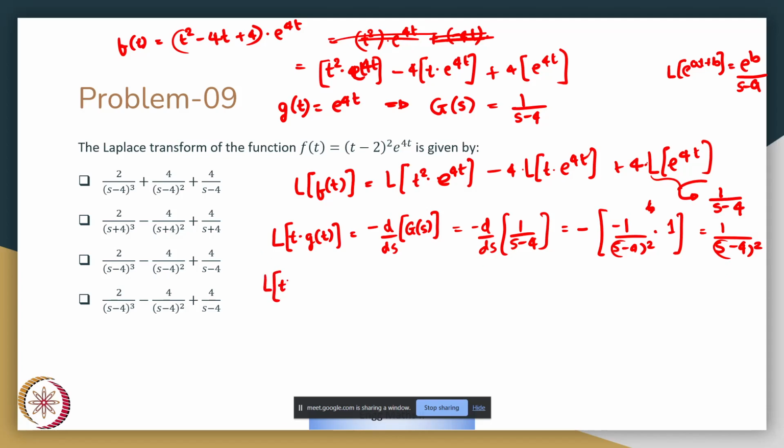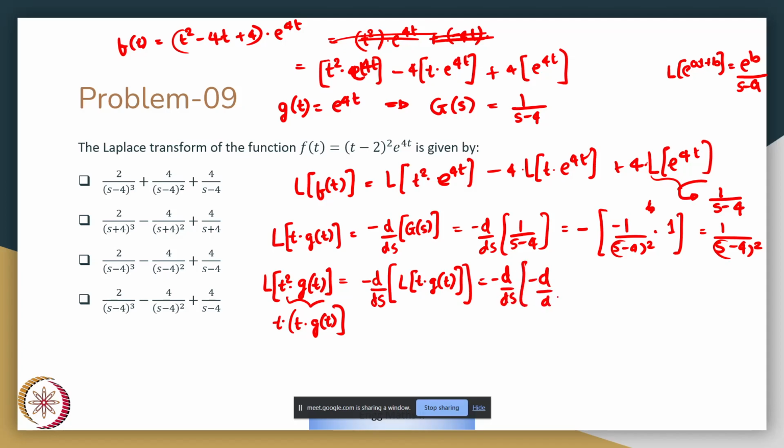Similarly, were we to look at the second derivative, we can see this is nothing but minus d by ds of the Laplace transform of t times g of t. I am now splitting this t squared into t times t g of t, which we know is nothing but the first derivative of G of s. So this whole business becomes the second derivative with respect to s of capital G of s.